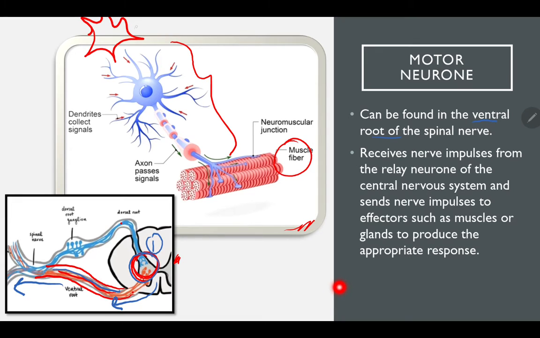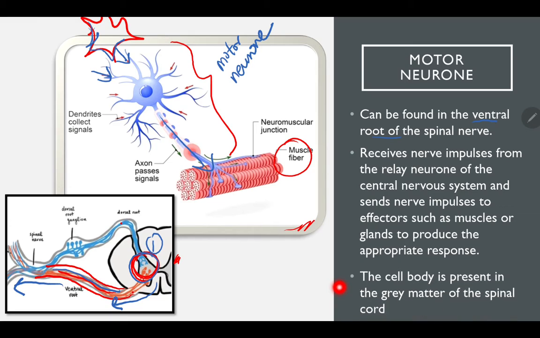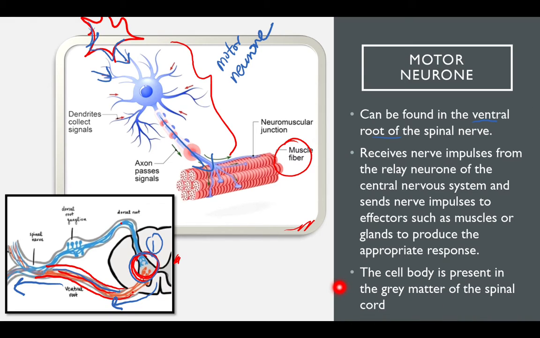Relay neuron akan send impulse. Kalau tengok arrow ni, dia daripada somewhere here, tapi tak ada gambar neuron kat sebelum ni. So impulse diterima daripada relay neuron kepada motor neurons dan dihantar ke effector, iaitu muscle ataupun gland. Tu maksud ayat kedua. The cell body is present in the grey matter of the spinal cord. So cell body untuk motor neuron ni dia ada kat sini.